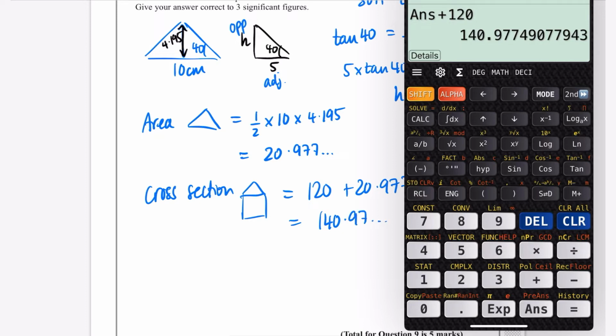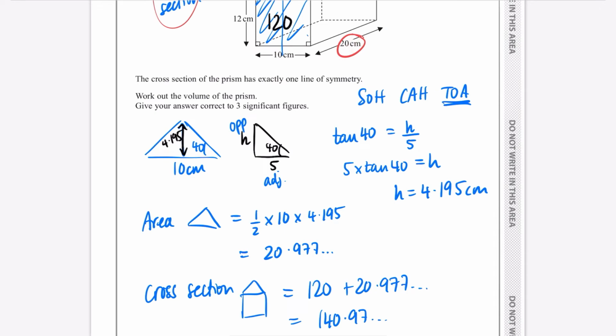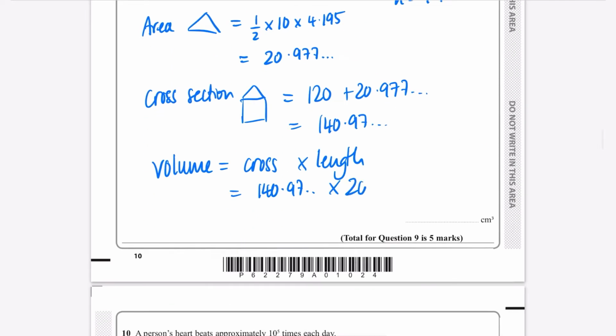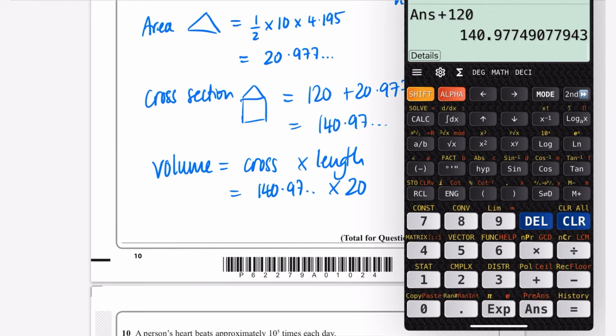140.977. And then we're going to use the volume formula that we said at the top, which was the cross section times by the length. So that's 140.97 multiplied by the length of this shape, which we said was 20. So I'm going to multiply that by 20. And luckily I've got that stored on my calculator already. So I can just say it is equal to the answer.